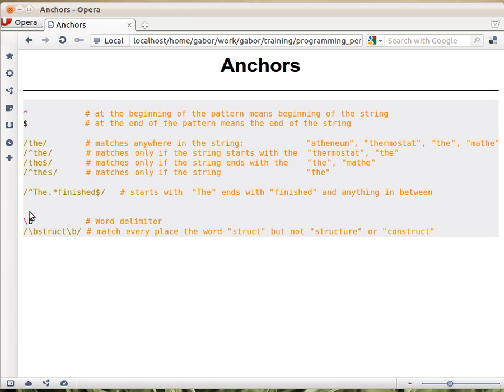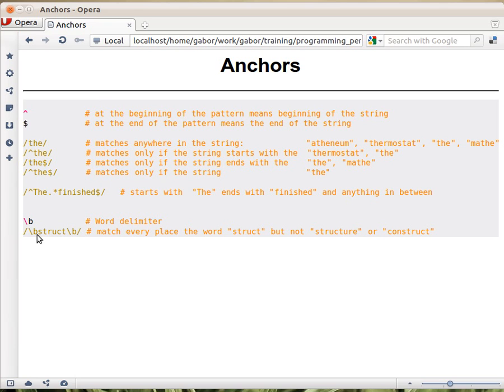And then there is another anchor that is called \b, which is called the word delimiter. What is a word? In the Perl definition, it's things that have letters, lowercase and uppercase, underscores, or digits. So these are what we call the word characters. Any place where you have on one side a word character, so letters or digits or underscore, and on the other side there is something else, that's a word boundary. So that's where the \b matches.